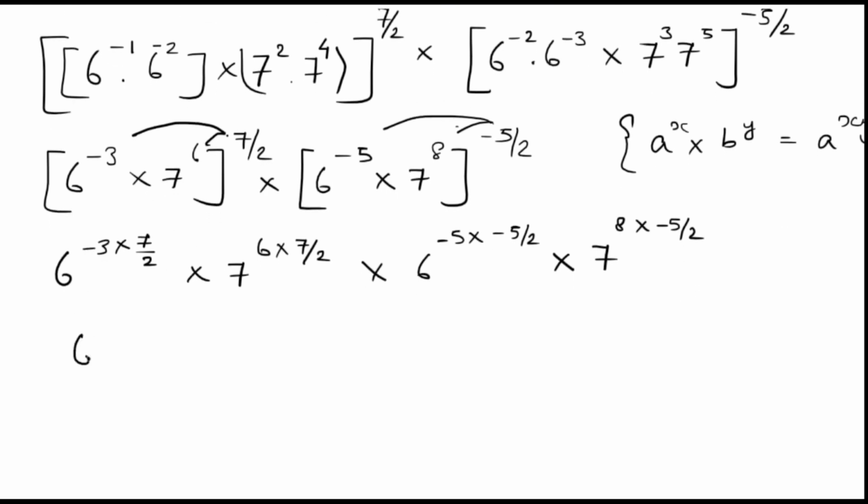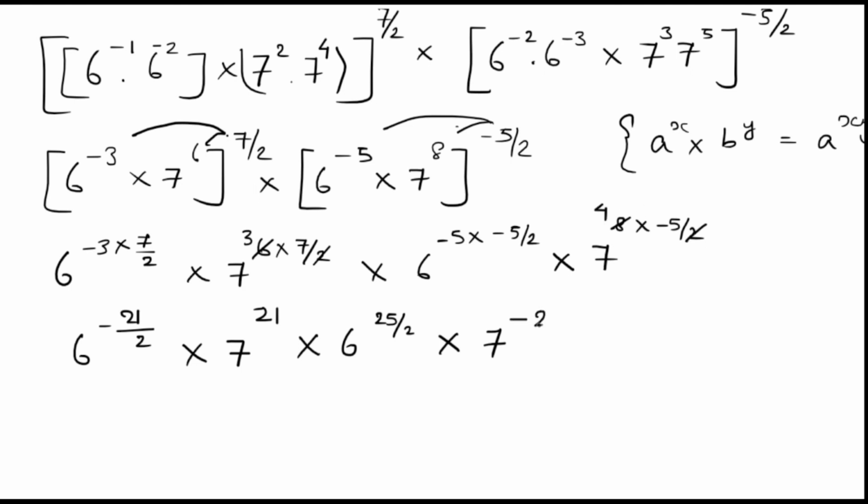Now this will become 6 to the power minus 3 into 7 will become minus 21 divided by 2 into 7 to the power, this 6 and 2 we can cancel. So 2 3s are 6. You will get 3 7s are 21 into 6 to the power minus 5 into minus 5 will become plus 25. So 25 divided by 2 into 7 to the power. This 8 and 2 we can cancel. You will get 2 4s are 8. So 4 into minus 5 you will get minus 20.